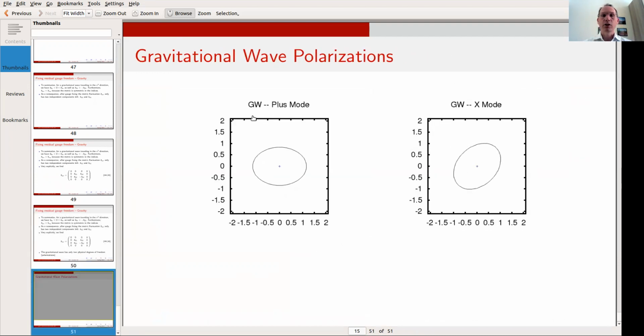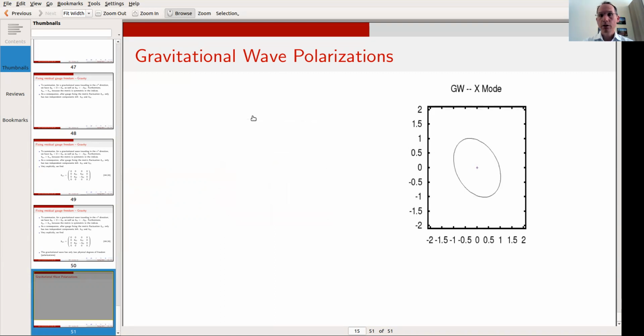So to reiterate, Einstein equations give us gravitational wave solutions. There are only two physical polarizations of this gravitational wave, and these gravitational wave solutions propagate at the speed of light.